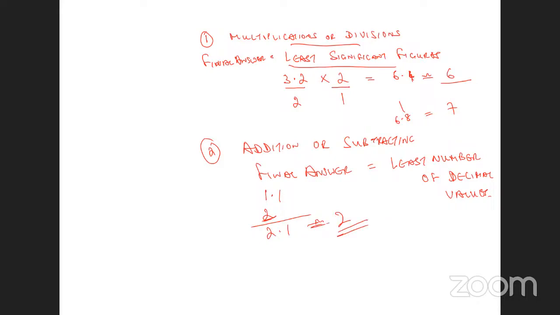That's the difference. So always when it's a multiplication or division, remember the final answer should match, out of the given values, the one with the least significant figures. But when it comes to addition or subtraction, the final answer should match, out of the values given, the least decimal value, the number with the least decimal. Least decimal could be no decimals. So in this case, there are no decimal values. Okay, so I'm going to do a few questions that will help you to understand this better.